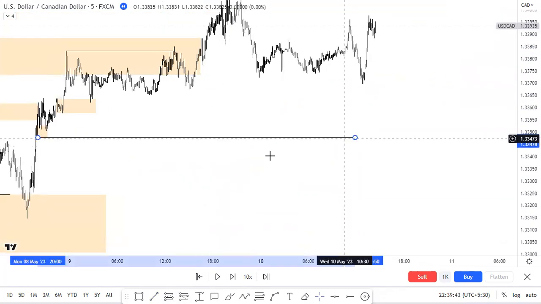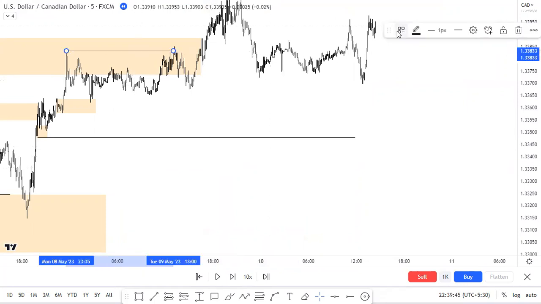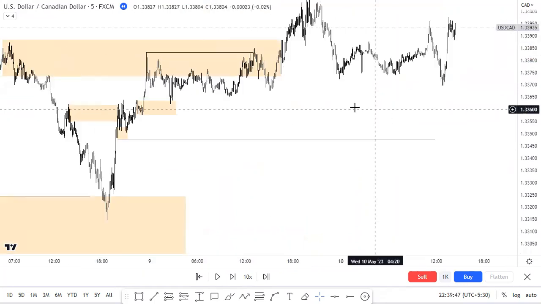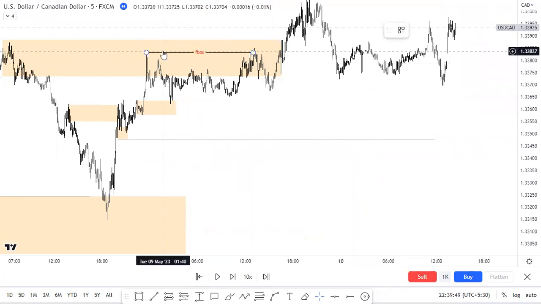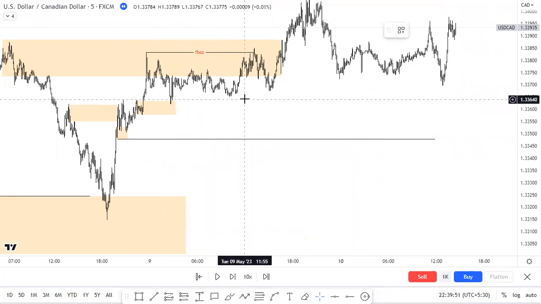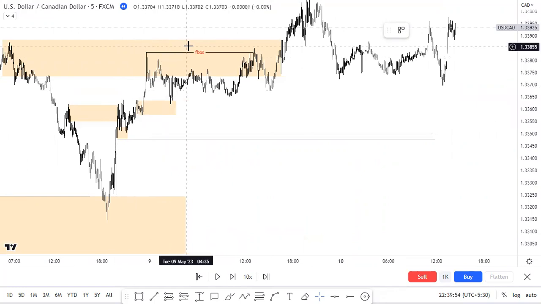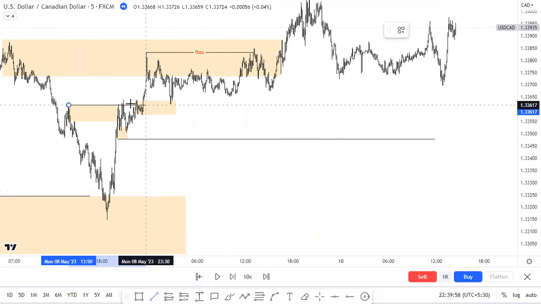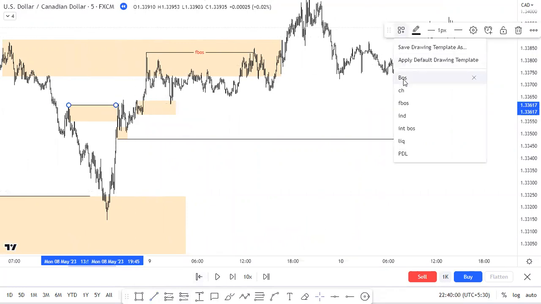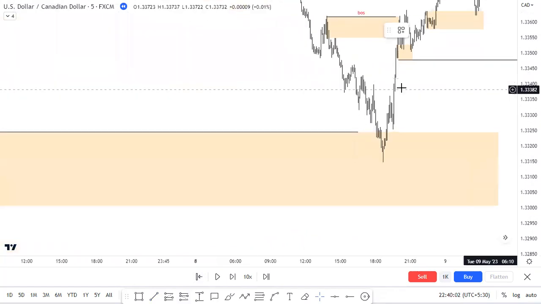I just marked this area and this area as a false breakout structure. You know why we are marking this area as a false breakout structure? This is not our origin, so we are marking this as a false breakout structure, and we are marking this area as a breakout structure, right?